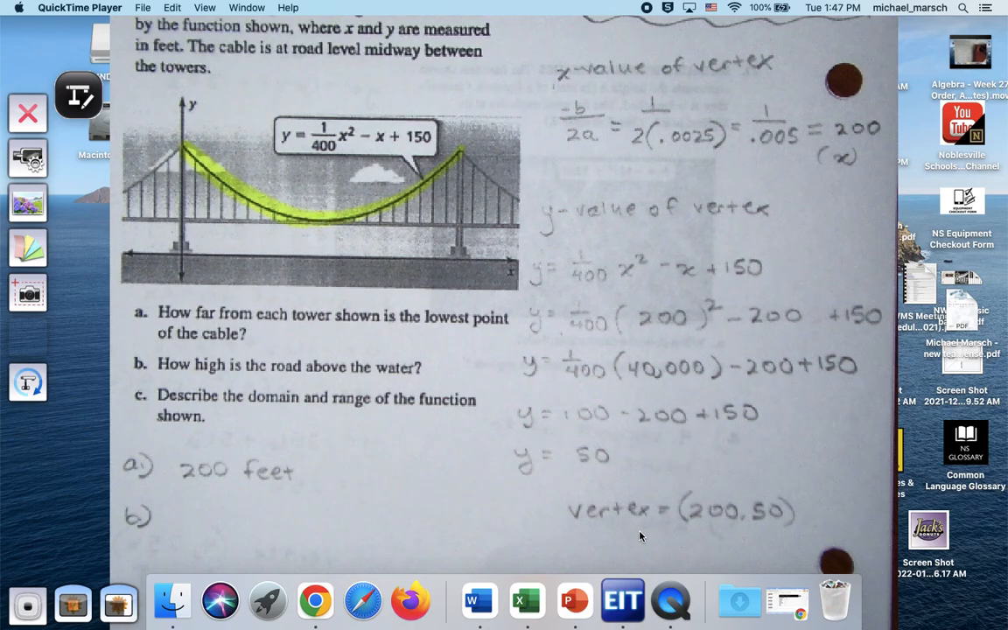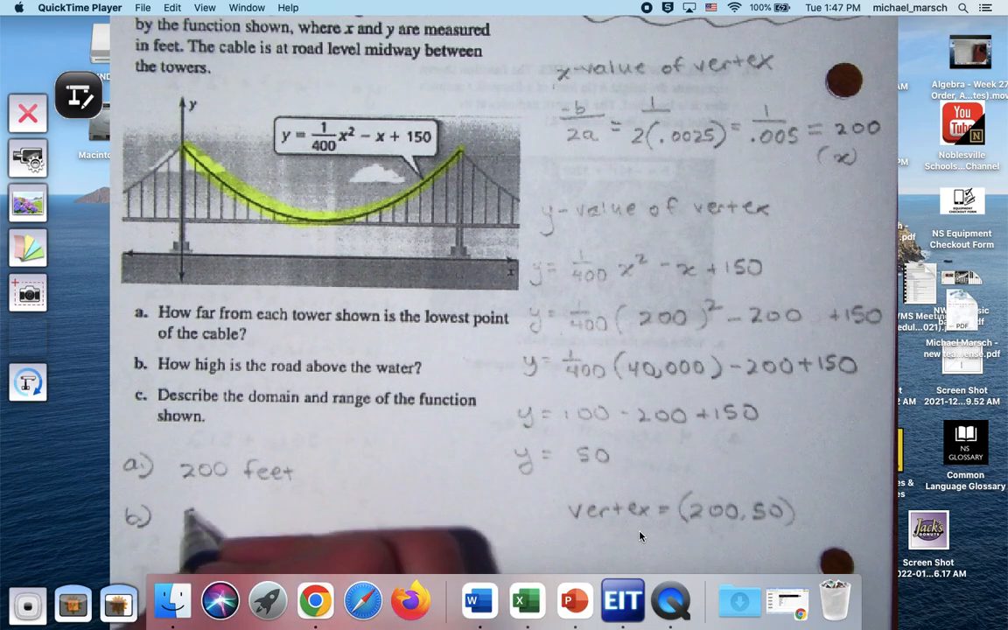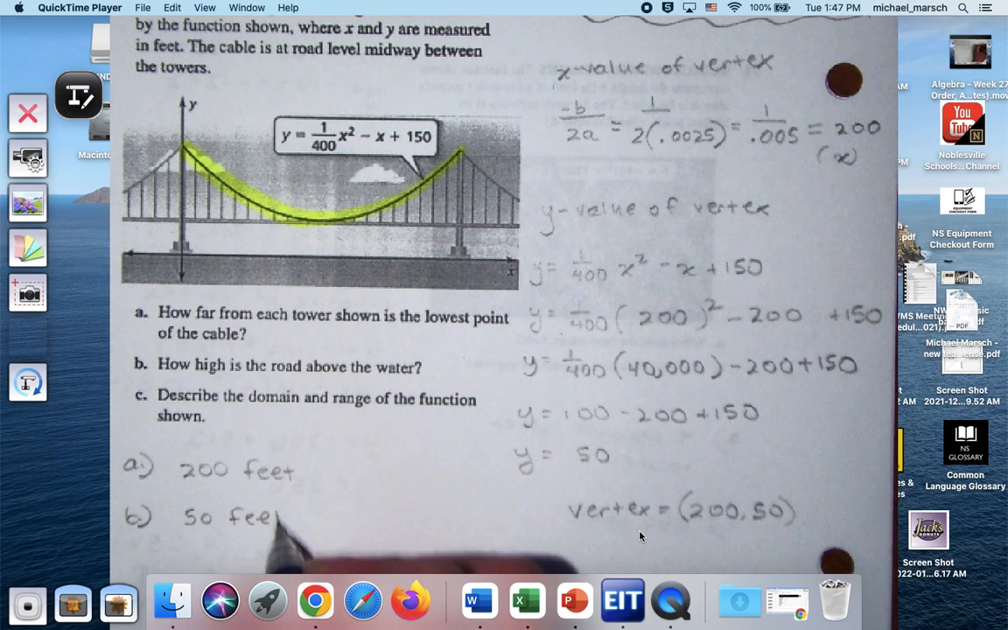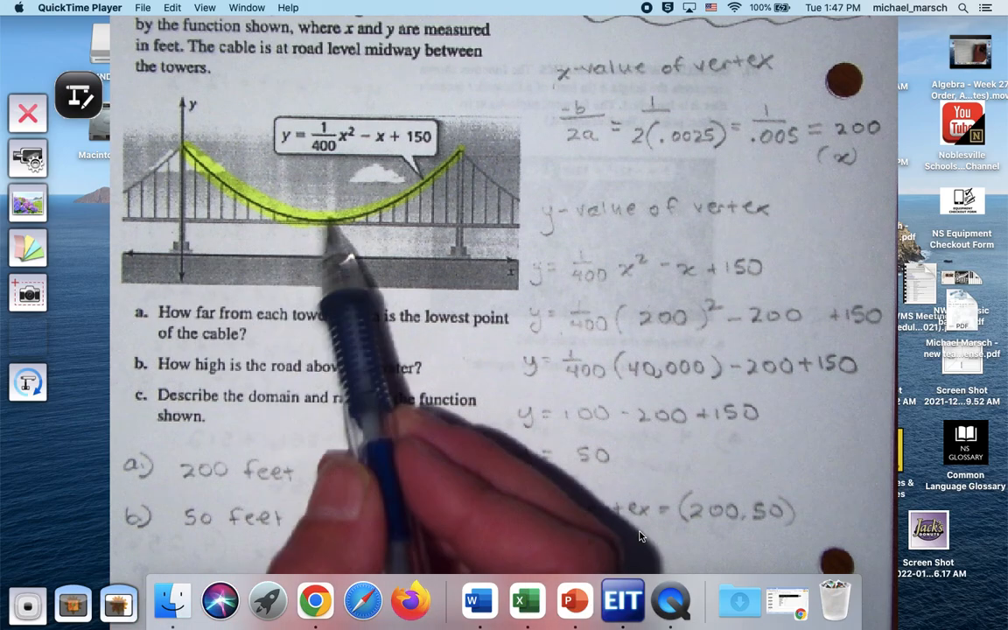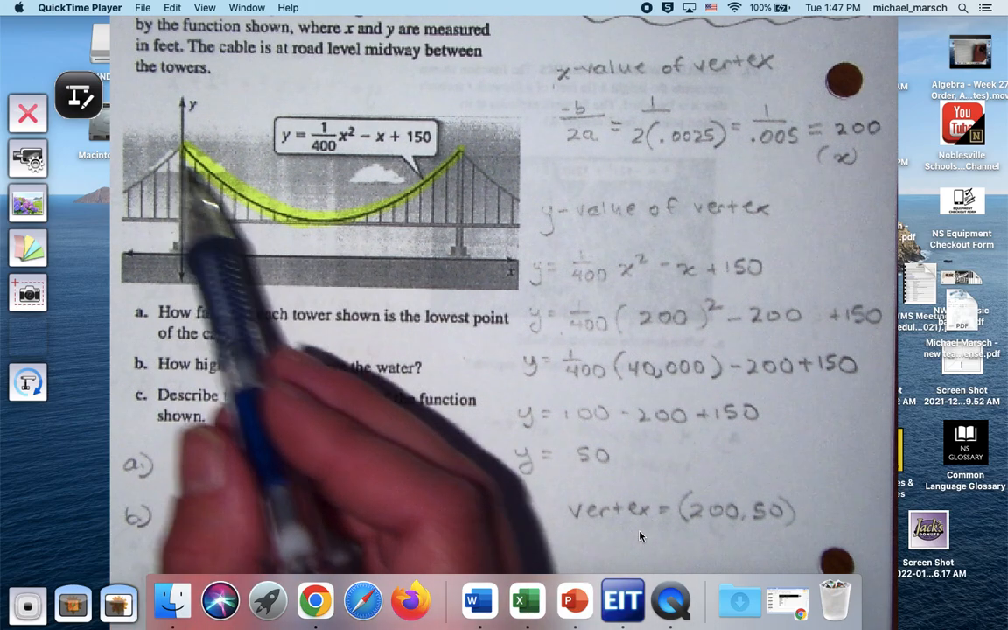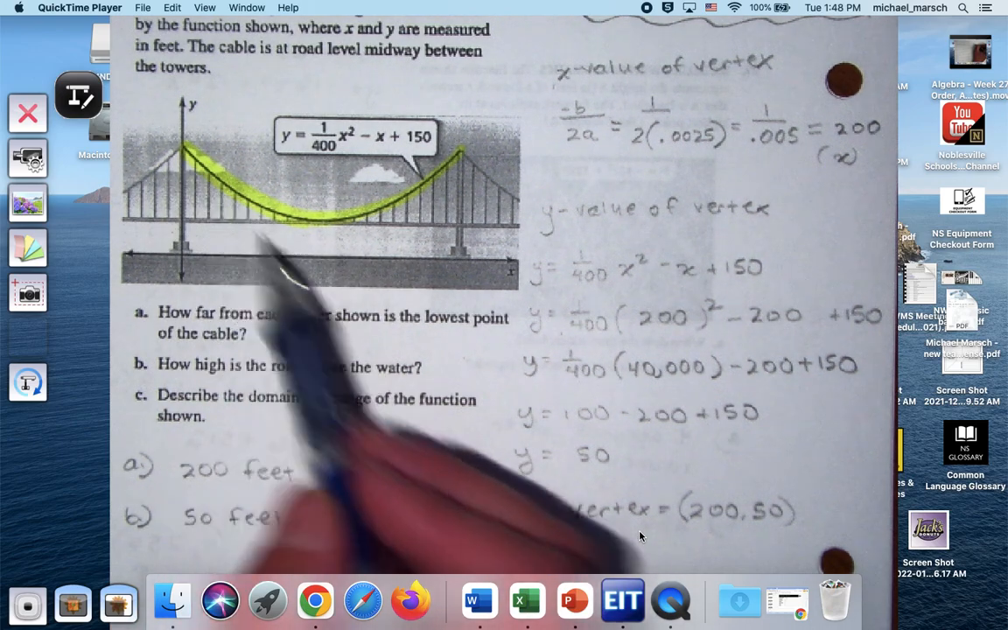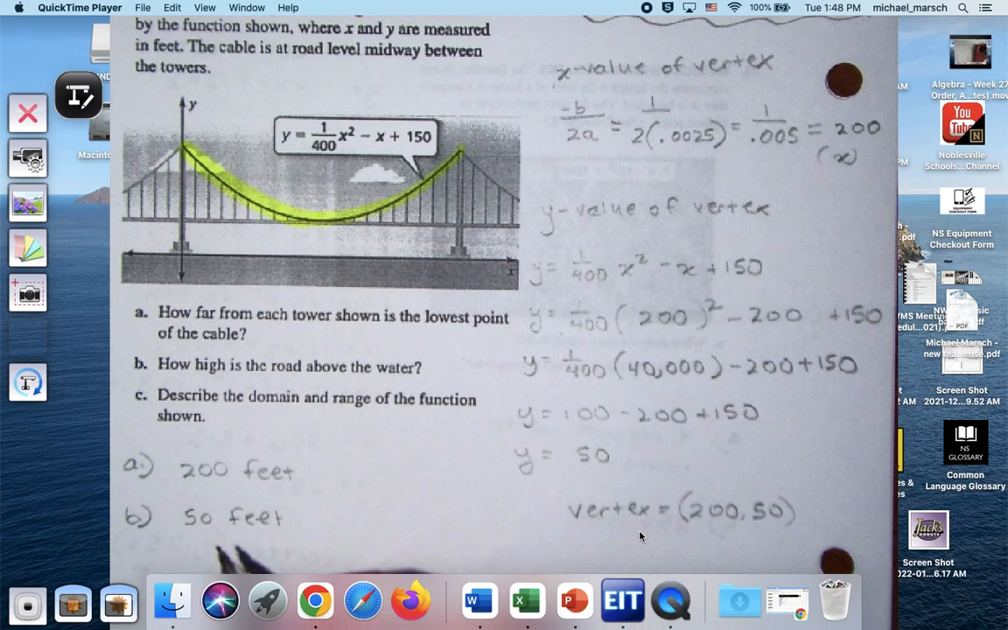How high above the water is the cable? 50 feet, because the water is our x value, right? So it's 50 feet above. Remember we talked yesterday, we don't want the cable to be in the water. That would not be a good bridge.